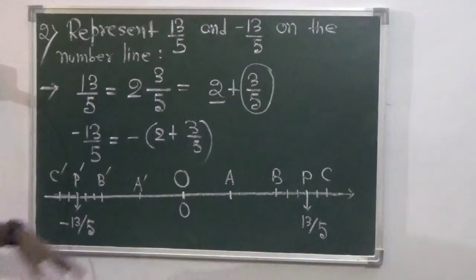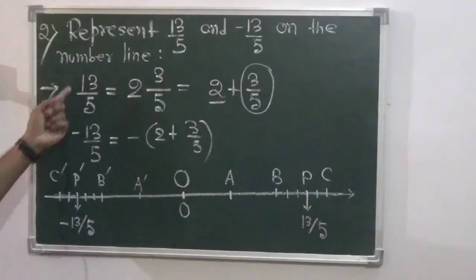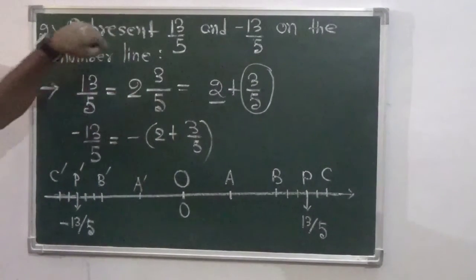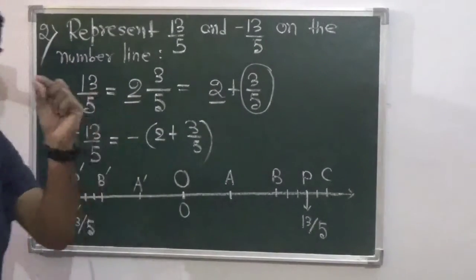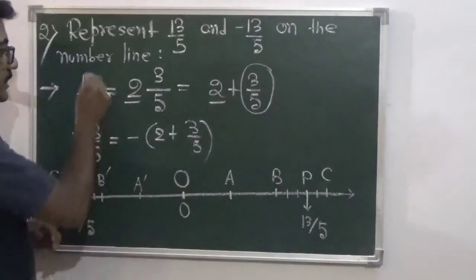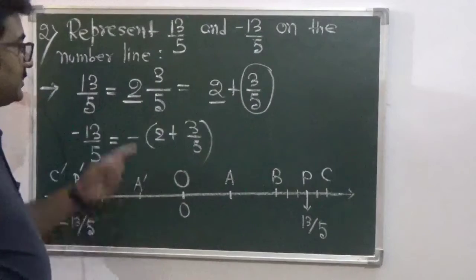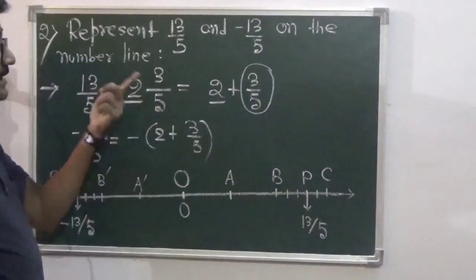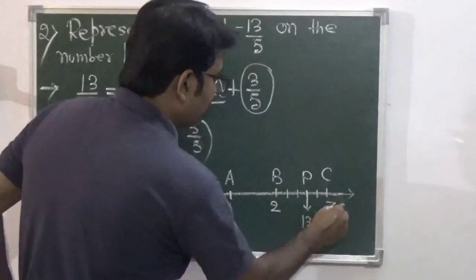So from here we find that on the number line, if it is 13 by 5, then if you convert it into a mixed fraction, the whole number is 2. And according to point number 2, the basic rule which we discussed in the beginning, the number lies between the whole number and the next whole number. So which is the whole number here? 2. And which is the next whole number? 3. So this is 1, this is 2, and this is 3.